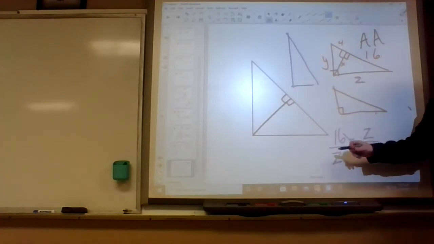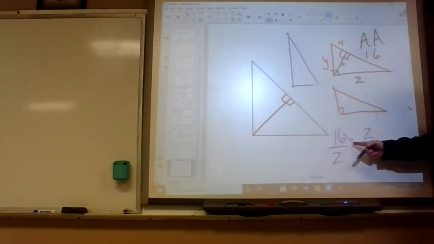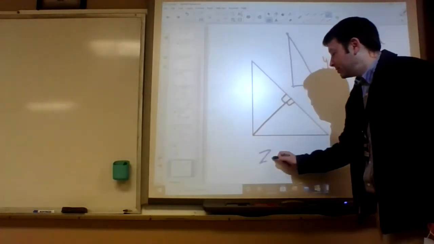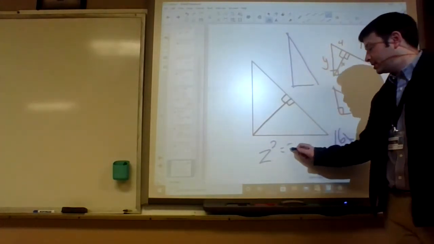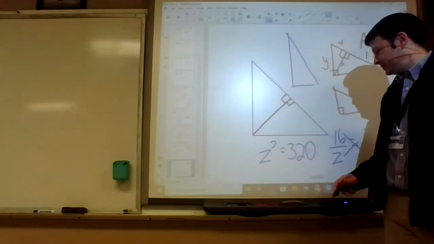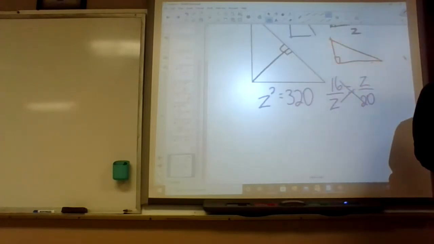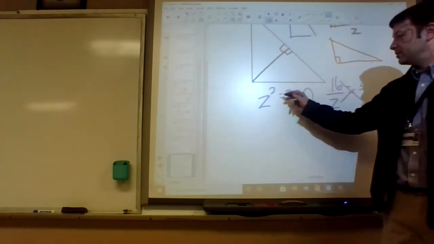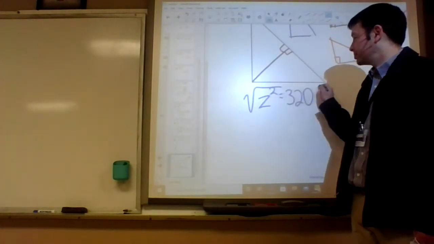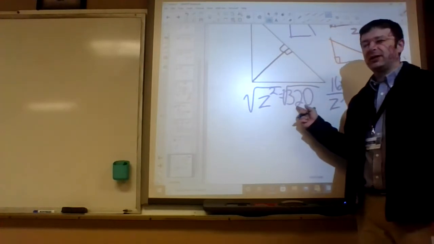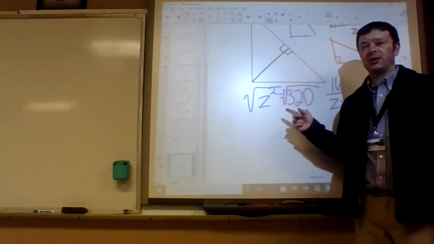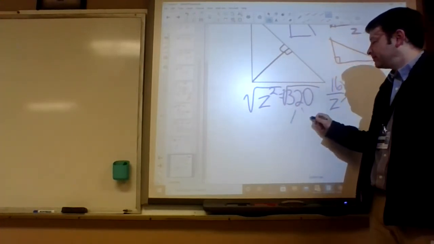So then we use our cross multiply trick from Friday. 16 times 20 equals Z times Z. What's Z times Z? Z squared. Z squared is how we usually write it. Equals 16 times 20, which would be 320. Then how do we solve that for Z? Square root, right? To get the opposite of a square is a square root. Now, if you plug that in your calculator, you're going to get a decimal, which I'm probably okay with.